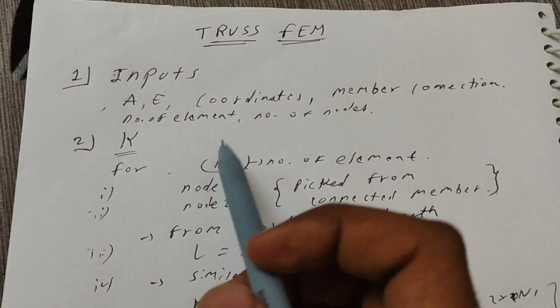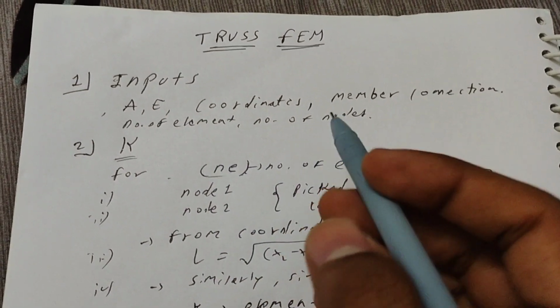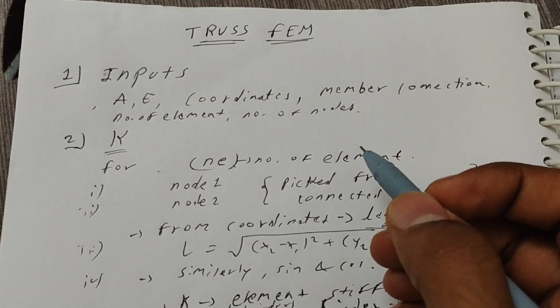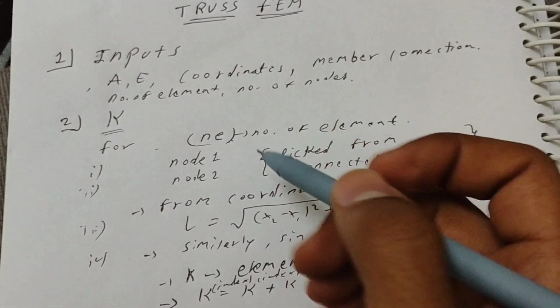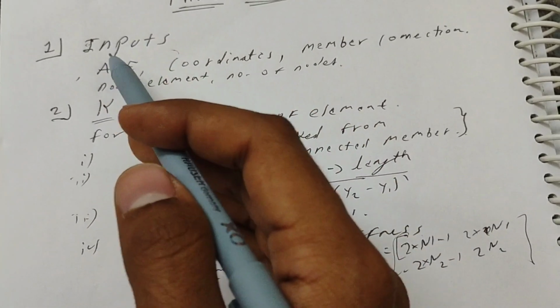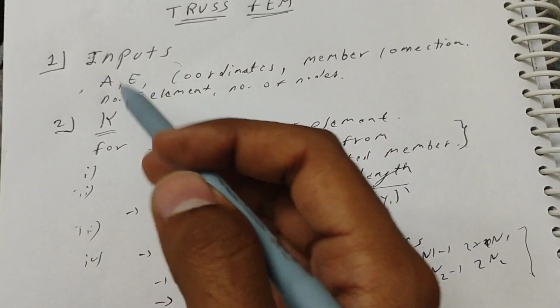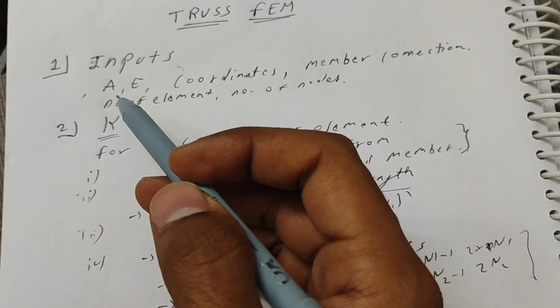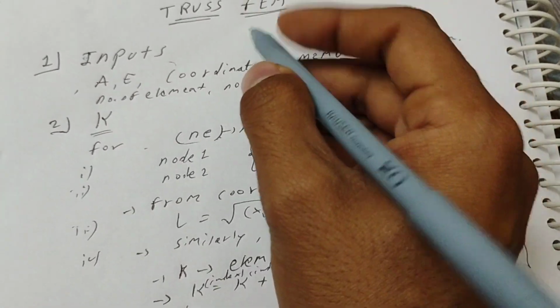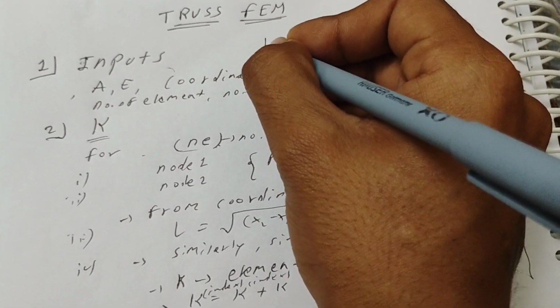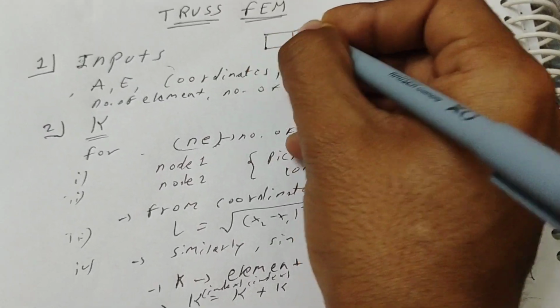Today we are going to solve the truss problem on MATLAB. First we will discuss how we are going to work on it, the strategy to solve the problem. So first we will take the inputs in the MATLAB code, like area of cross sections, Young's modulus, and the coordinates.